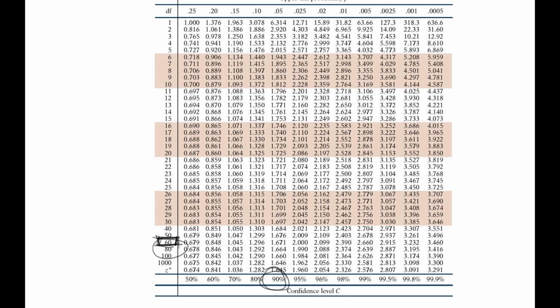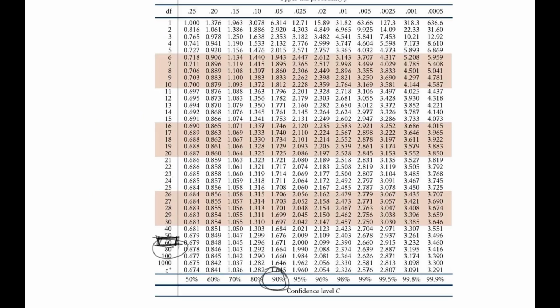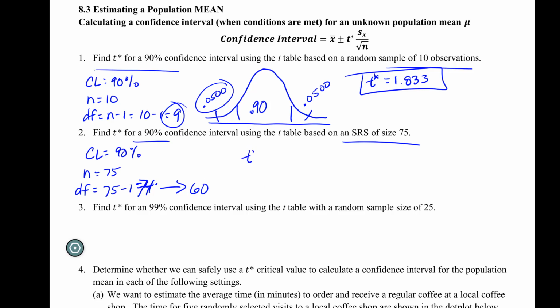So I'm going to make a quick note back here and say that since 74 is not on my t-table, I'm going to show that I'm using a degrees of freedom of 60, and then we can find the corresponding T-star that goes with that, and that's 1.671. Okay? So we have T-star of 1.671, and that's it.